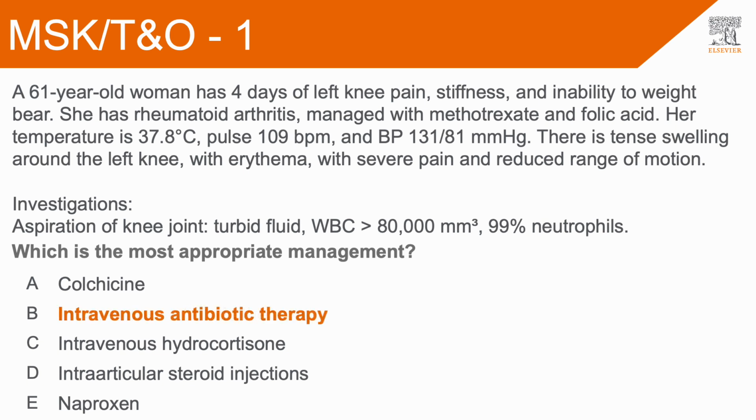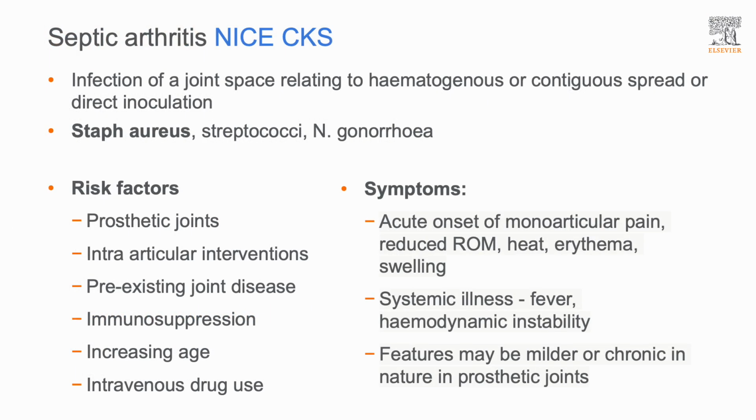The correct answer is B, intravenous antibiotic therapy, as the features of this stem suggest possible septic arthritis. Septic arthritis describes infection of a joint space relating to hematogenous or contiguous spread infection or direct inoculation of a pathogen into a joint. The most common etiological organism is Staphylococcus aureus, although streptococci organisms and Neisseria gonorrhoeae have also been implicated.